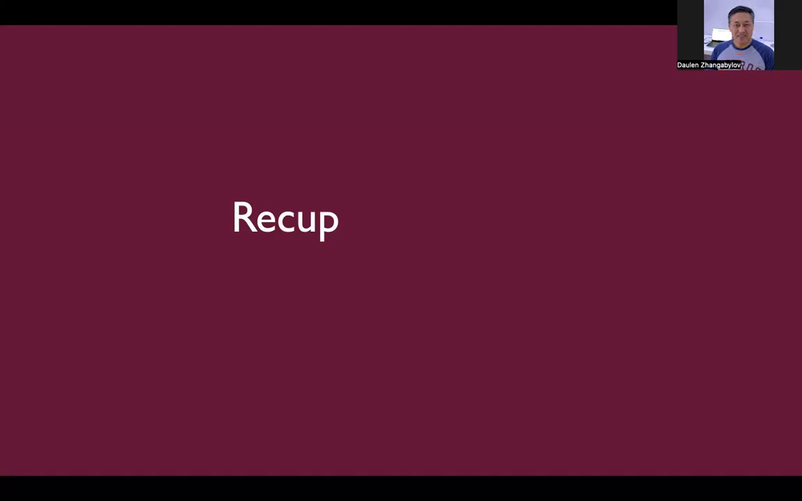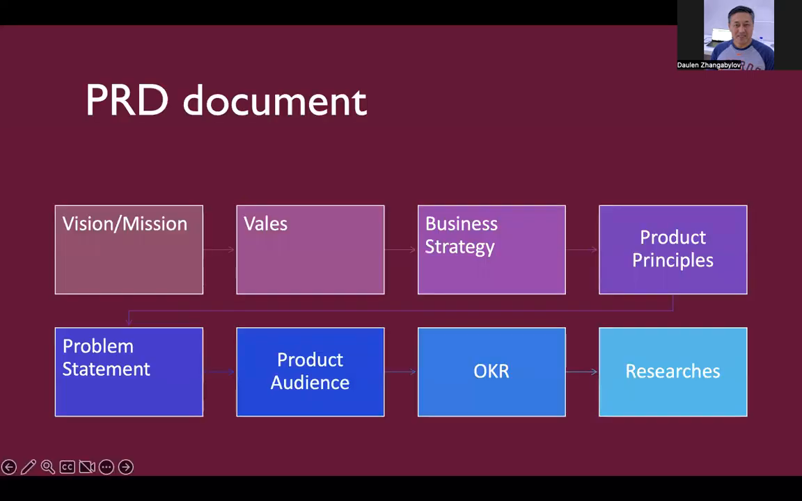But before we go there, let's quickly refresh our knowledge because we missed a week. I know there are some new faces today. First, I would like to remind you about the product requirement document. At the beginning of our product development cycle, we develop the PRD document, which is an evergreen document that we continuously update. As you can see on the screen, the PRD has a number of very important parts.